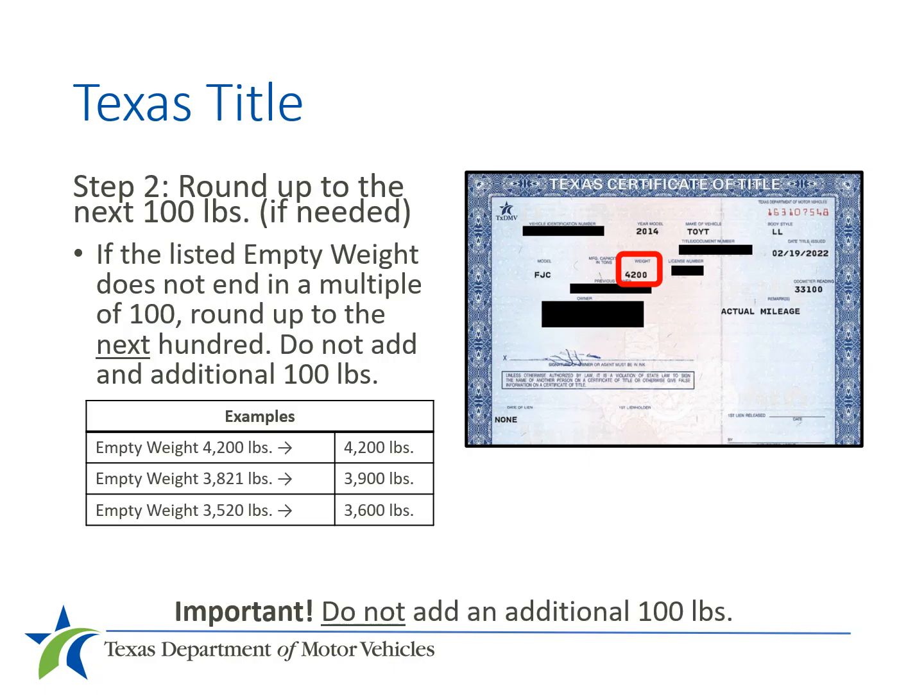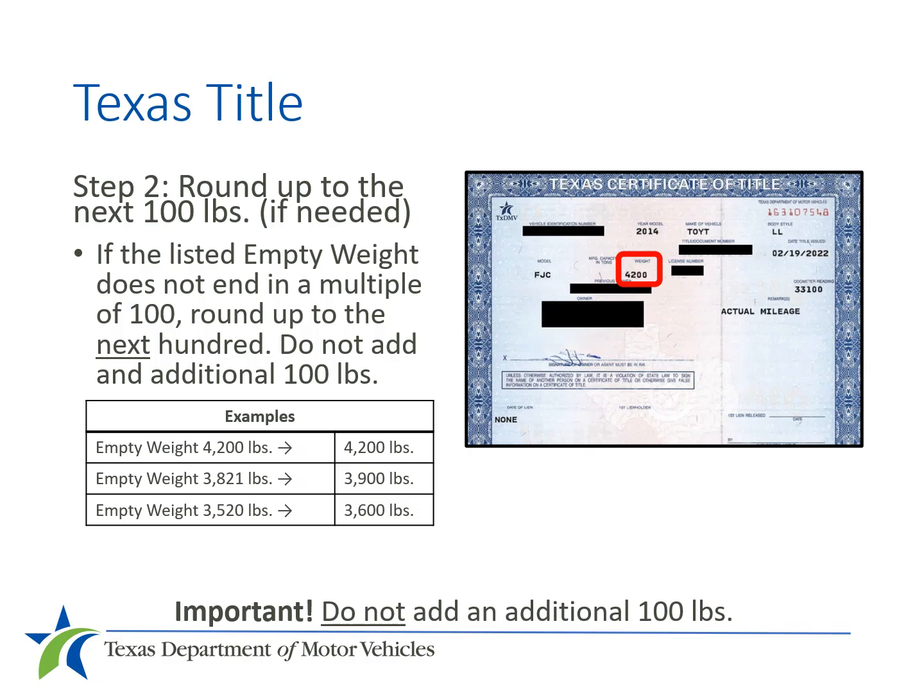Since this is a Texas title, the empty weight should have already been rounded to a dividend of 100. In the event that this was not done prior and the weight does not end in a dividend of 100 or 00, you will need to round the weight up to comply with Texas weight rules. If your weight is already divisible by 100 or ends in 00, this step is not required.